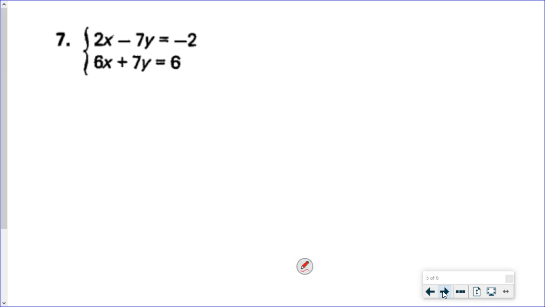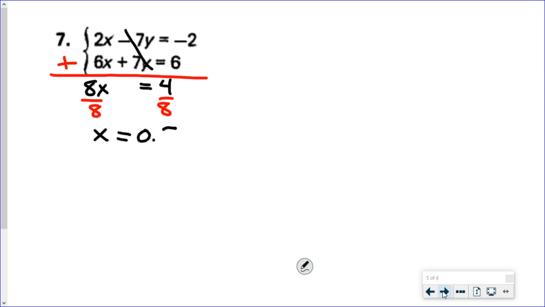So again, look, are my x's lined up? My y's lined up? My equal signs lined up? Yep. Okay, so when I add down, I have 8x. Look at my -7y and 7y cancel. And that gives me 4, a -2 plus 6. I'm going to divide by 8, and 4 divided by 8 gives me 1/2 or 0.5.